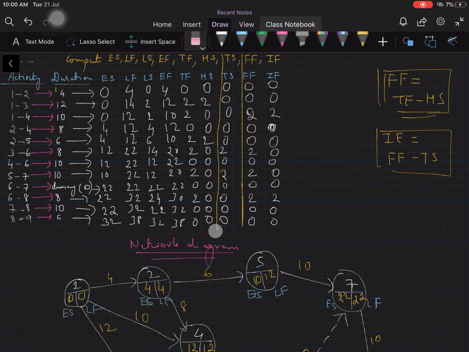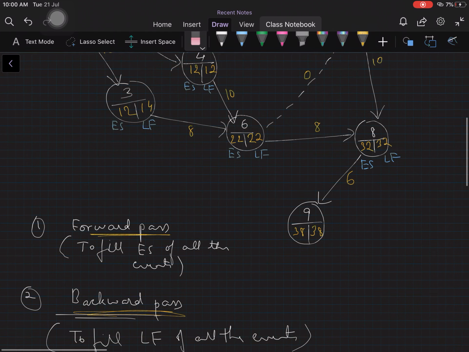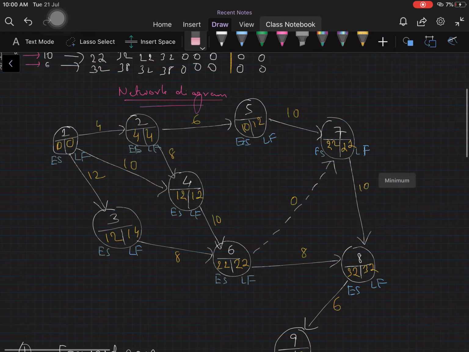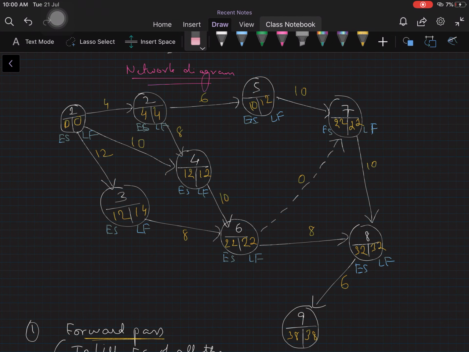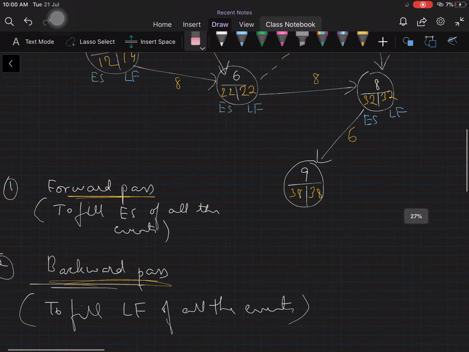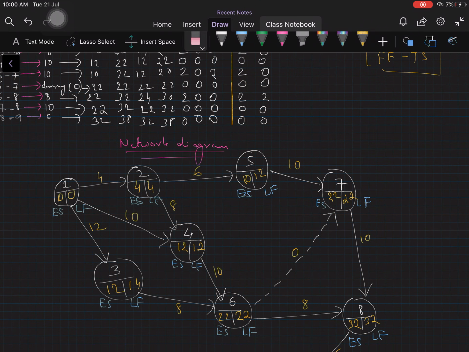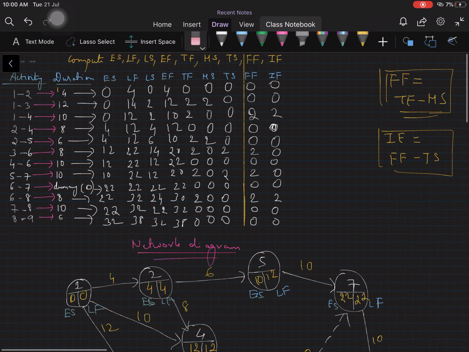So I hope you all have understood. This is how we calculate. First you need to draw the network diagram in this manner, and then you need to fill early starts and late finish of all the events using forward and backward pass, and at merge and burst events you should apply the proper procedure, and then after doing that you need to fill the table early start, late finish, and you get the final answer.